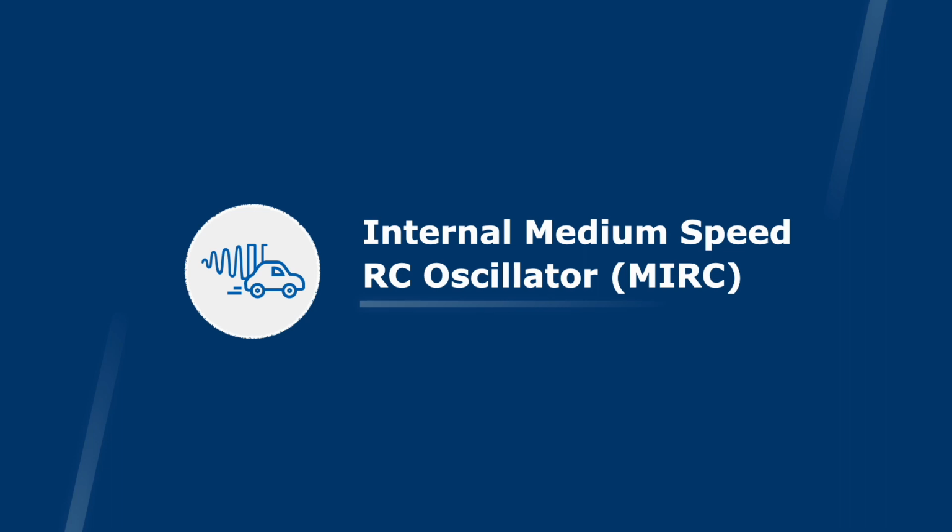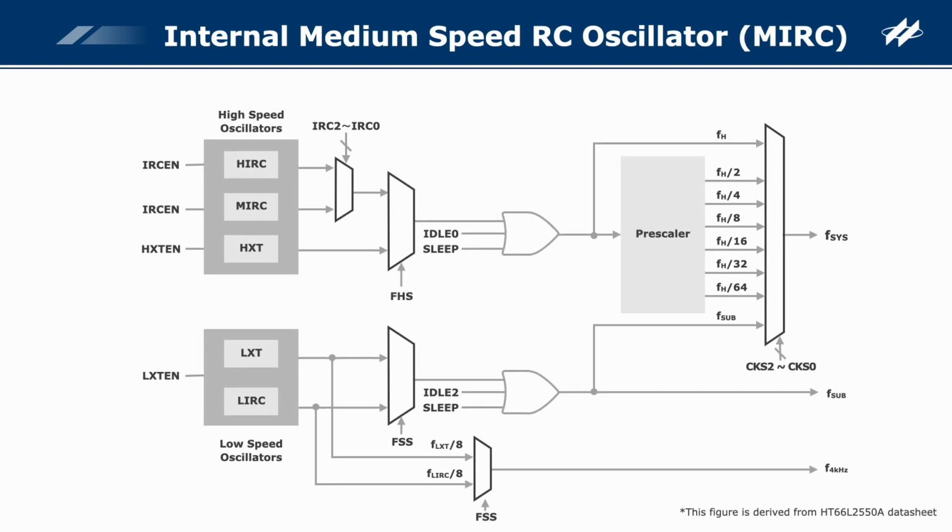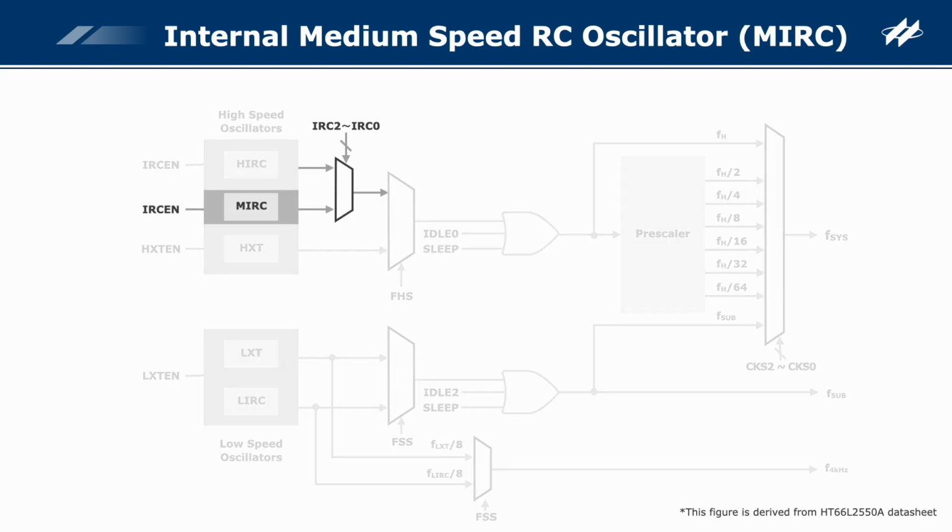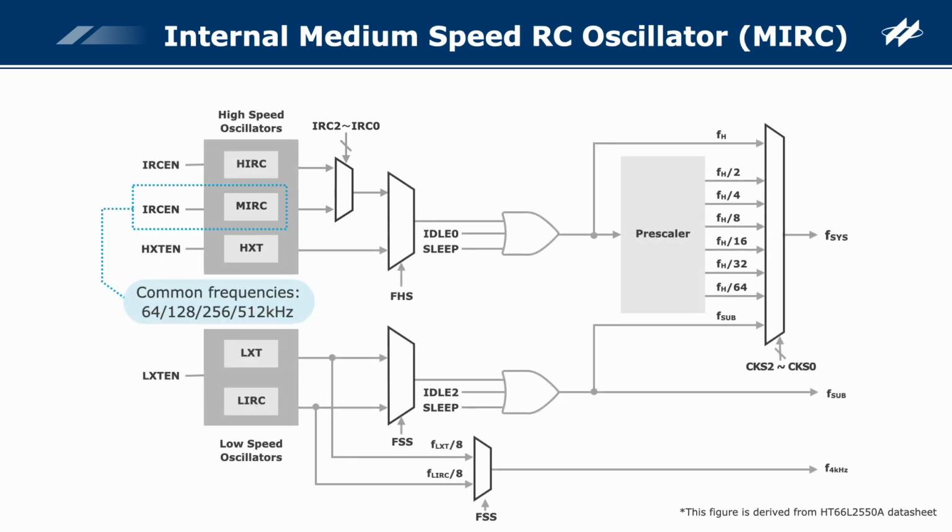Internal medium-speed RC oscillator. Only the HT8 low-power MCU series has an internal medium-speed RC oscillator, with a slightly different structure than other MCU series, and has an additional register for system clock configuration. This oscillator has some common frequencies of 64 kHz, 128 kHz, 256 kHz, and 512 kHz.